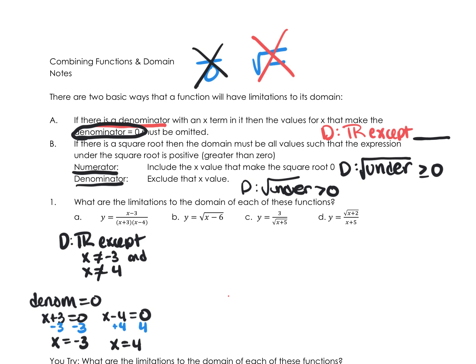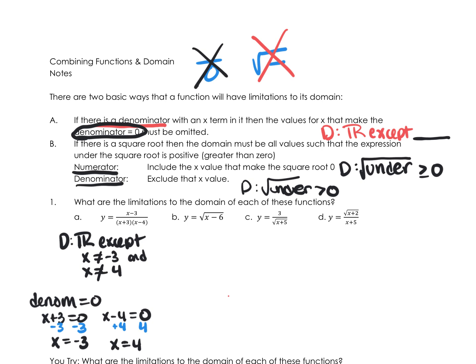So if there's no radicals, you're just going to look to see if there's exceptions for the denominators, and otherwise it will be all real numbers. If there isn't any denominator and there isn't any radicals, it will just be all real numbers. Any questions about that first one?